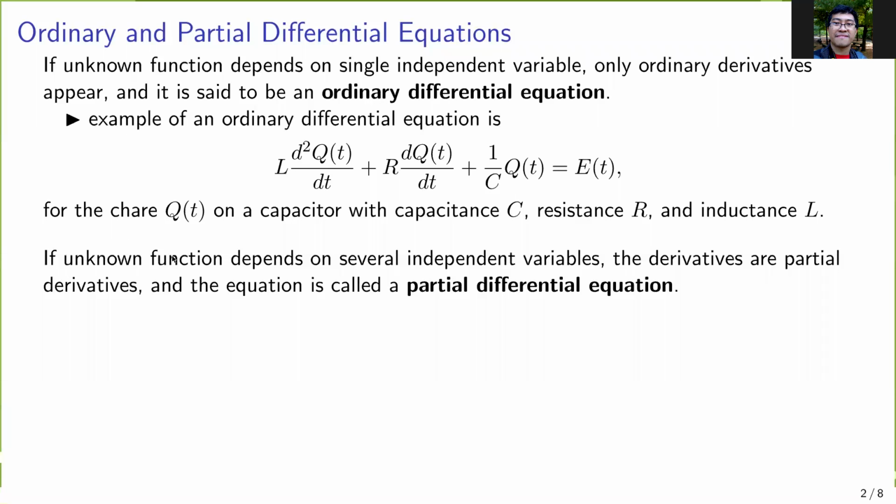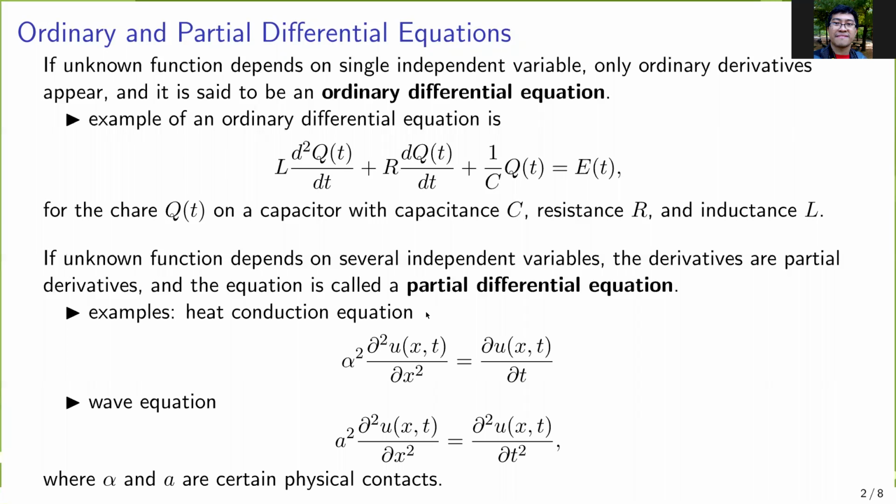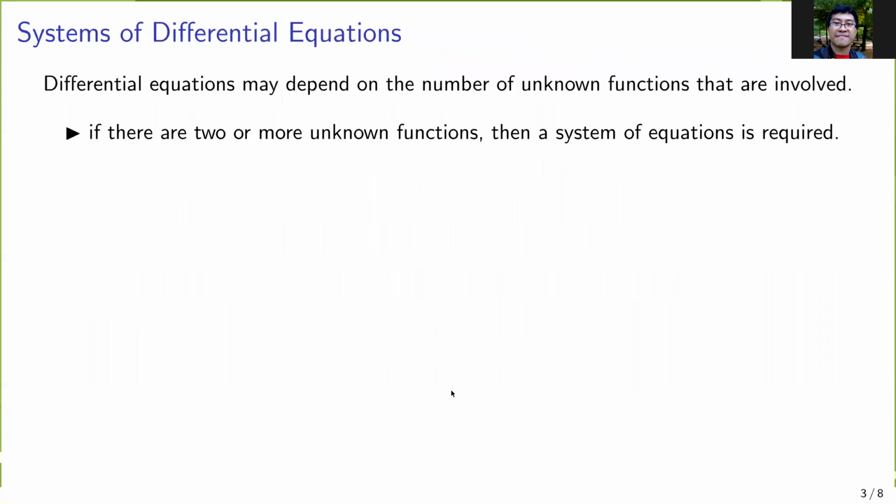On the other hand, if the unknown function depends on several independent variables, then we have partial derivatives, and it's called a partial differential equation. For example, the heat conduction equation or the wave equation, where here alpha and a are physical constants. So these two equations are partial differential equations.